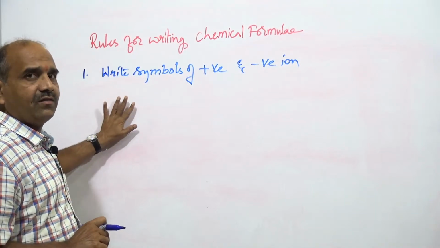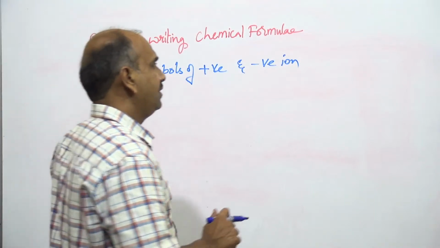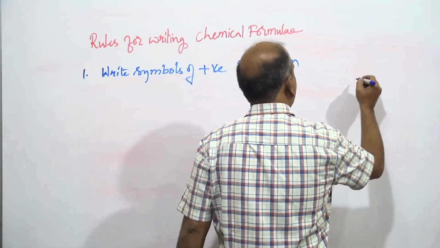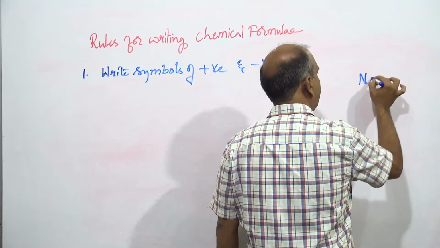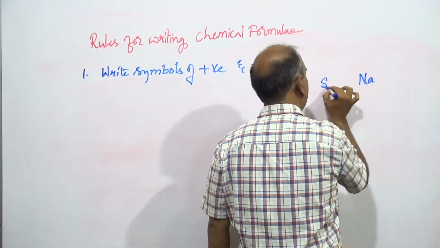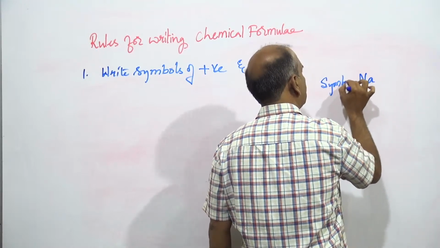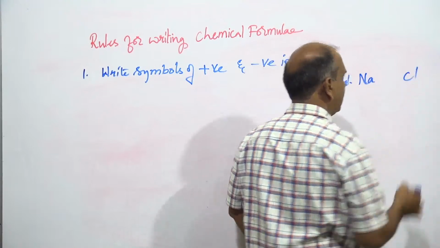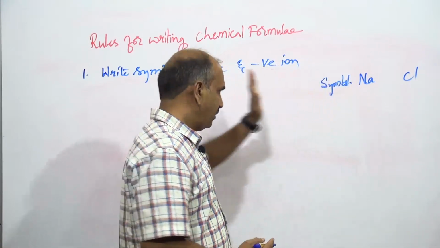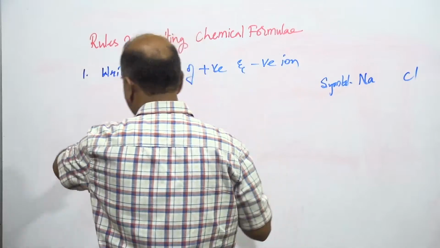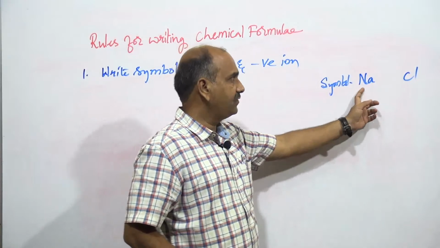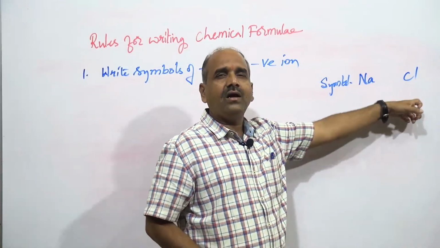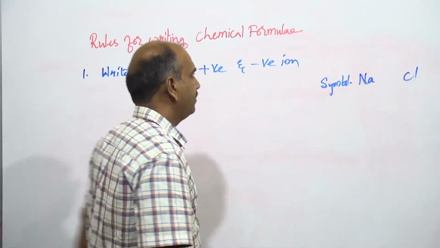Then what is the method of writing that symbol? Suppose you want to write sodium chloride. Sodium, you will be writing the symbol on this side, chlorine this side. So whatever cation is there goes to the left side, and the anion to the right side.